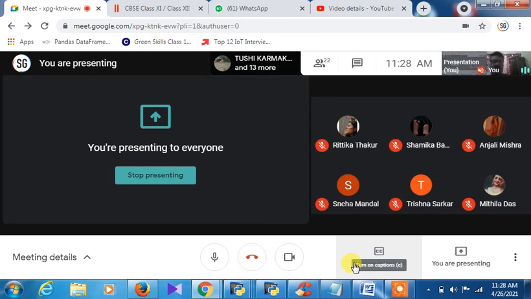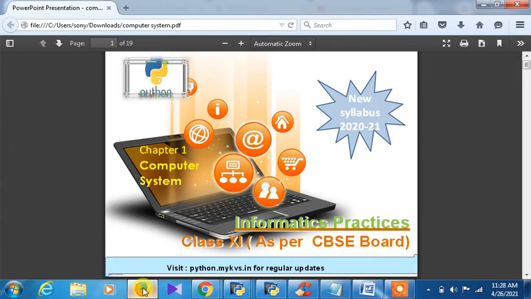Now I would like to explain the computer system. Many of you know what a computer system is. You can see here the Informatics Practices new syllabus 2020-21. The syllabus is available on cbseacademic.in, and you can download the current syllabus for both class 11 and 12. The subject code of Informatics Practices is 065. All right, the subject code is 065.